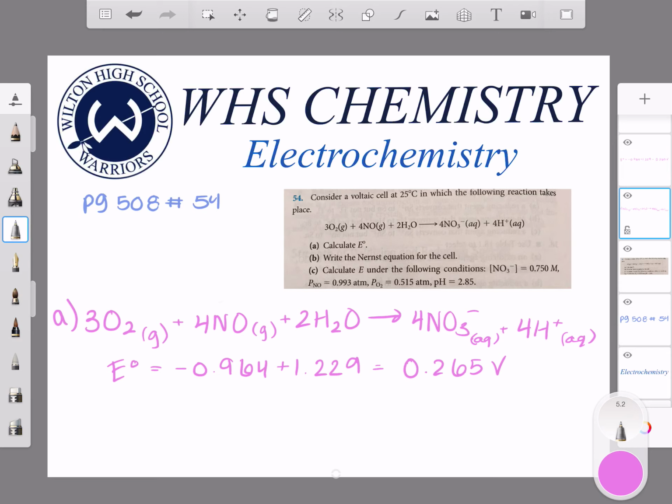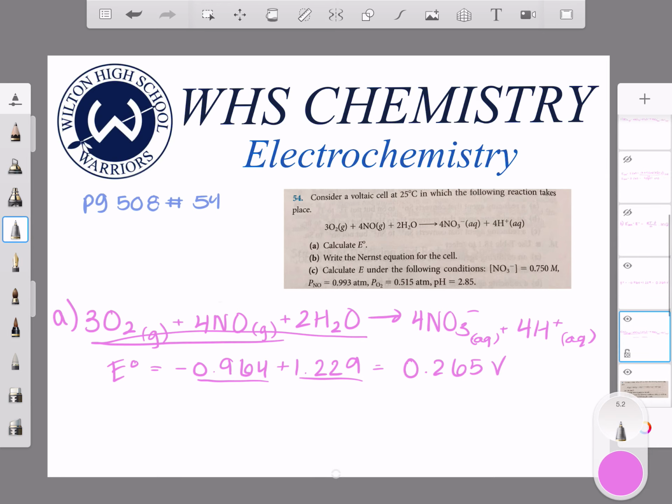So we're going to just add up these two voltages, which you can get from the standard reduction potential table. Always remember that if something is in the reactants and it's on the products side of the standard reduction potential table, you're going to have to change the sign of it and flip the reaction so that it will match the reaction that you have. So this is pretty straightforward.